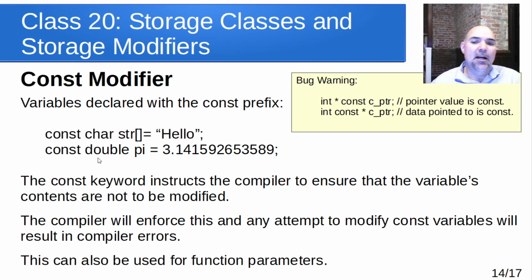Speaking of which, bug warning here. If you do int * const pointer like this, that's saying that the pointer value is constant. It's an integer pointer that is constant. In other words, the address is not going to change. If I say const int * pointer, that's saying the data pointed to is constant. In other words, don't let the data that this points to be changed. So this has a subtly different meaning, and there's a bug warning there, where some people will do this one thinking it means the data can't be changed, or do this one thinking it means the data pointed to can't be changed, but they're really making it so the pointer can't be changed. So just watch out for these two variations of that.